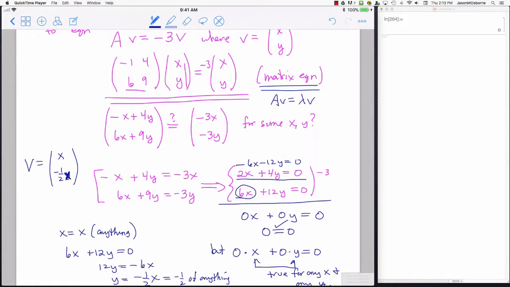Okay? Which is another way of writing, factoring out the x, 1 negative 1/2. Okay. What does this say? This says that v, which implies that v can be any number x times the vector 1 negative 1/2. Notice that this vector is not equal to the 0 vector. So 1 negative 1/2 and any multiple of it should be an eigenvector of the original matrix.